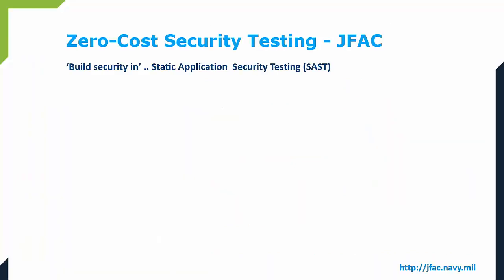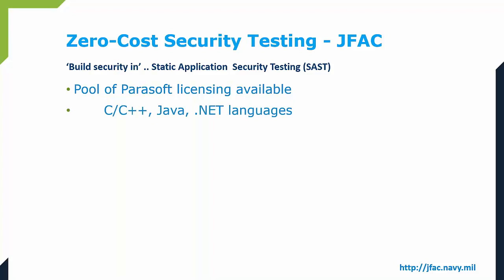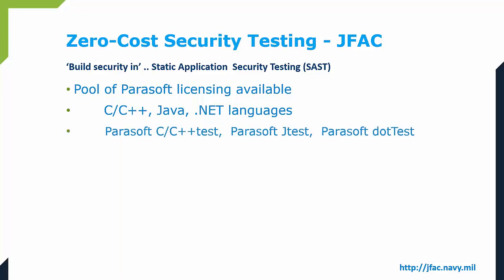So what exactly is SAST, Static Application Security Testing, and what does that look like as part of JFAC? It is a set of our static analysis solutions, the pool of Parasoft licensing that's available via JFAC, and it focuses on pretty much the 3 major families of software development languages: C and C++, Java, and the .NET family, C# and VB.NET. If you've got any of these or a mix and match of these languages, then the Parasoft licensing will definitely help you via JFAC.